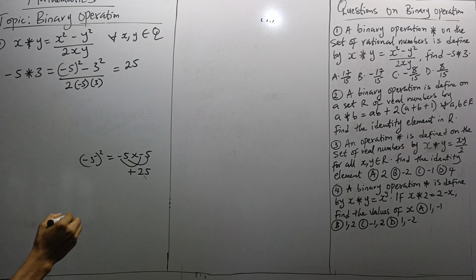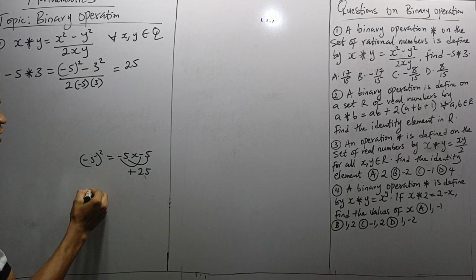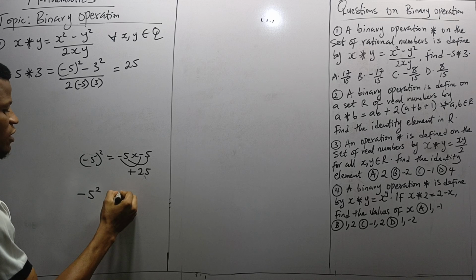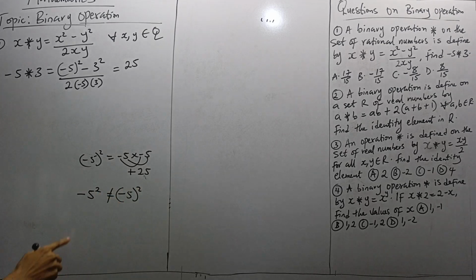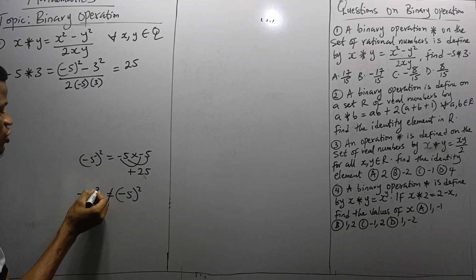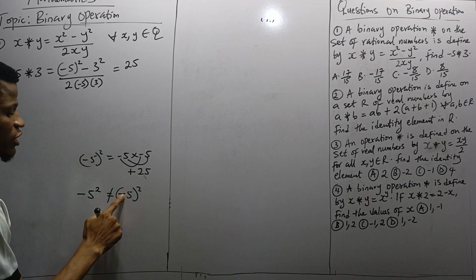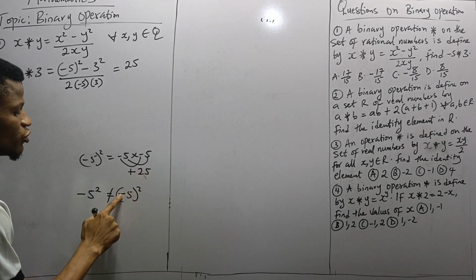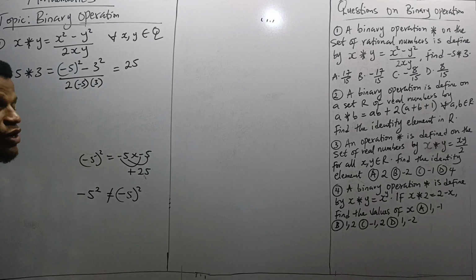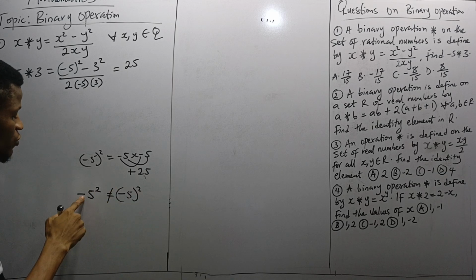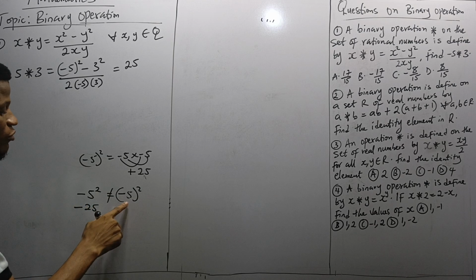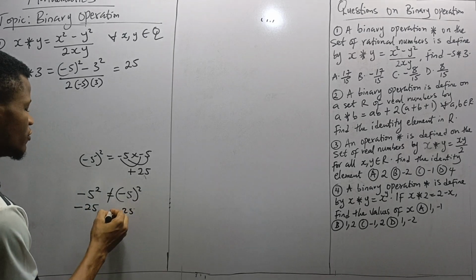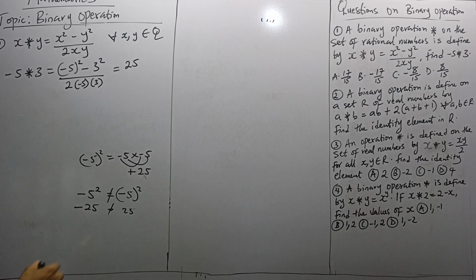Now, some people make this mistake. Please bear it in mind that -5 squared is not the same thing as (-5) all squared. They are two different things. -5 squared means that the square only belongs to 5, and the negative is separate. But -5 in brackets all squared means both the negative and the 5 are squared, so all of them are multiplying themselves twice. So -5 squared is -25, but (-5) all squared is 25. So be conscious of that.